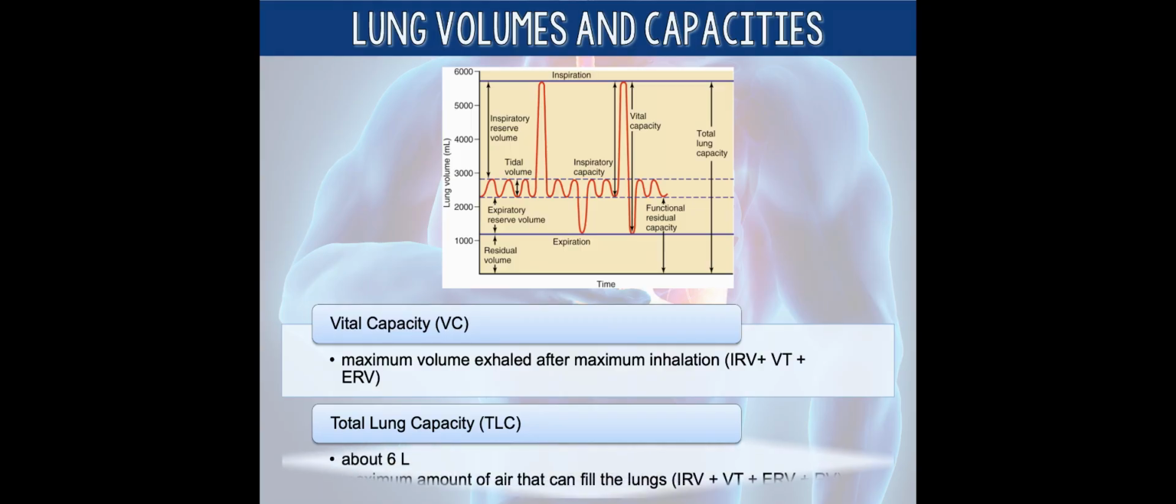Your total lung capacity is everything. It's about 6 liters. It's when you take a breath all the way in and exhale all the way out, and that also includes your residual volume, the air that's left in your lungs after you exhale until you can't exhale anymore. So your total lung capacity is a combination of all of those.